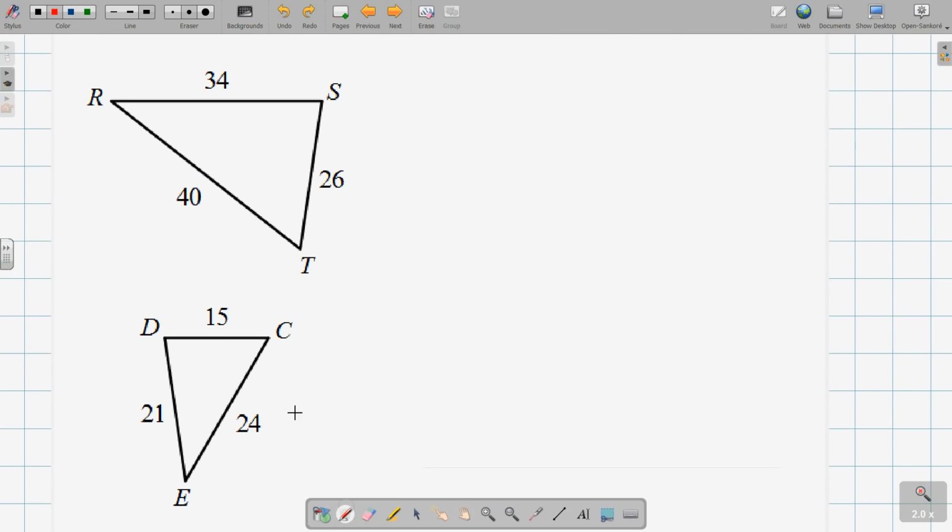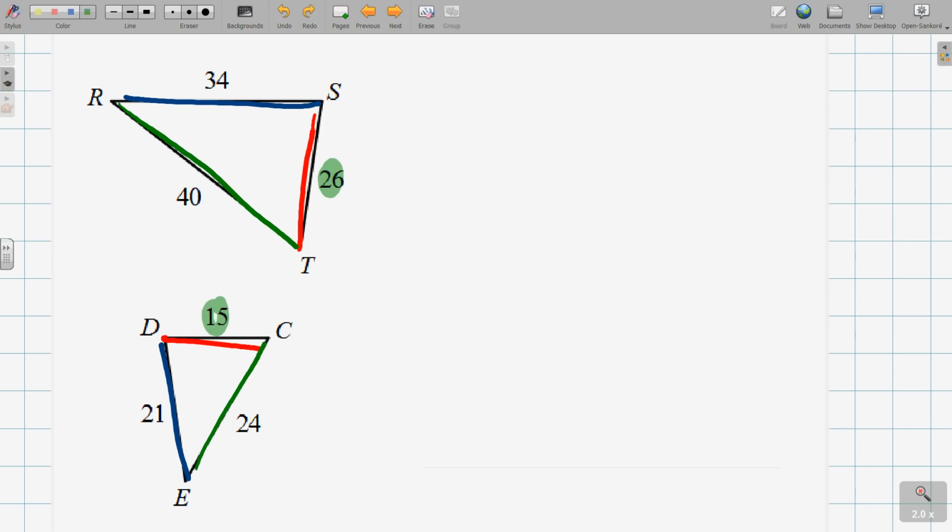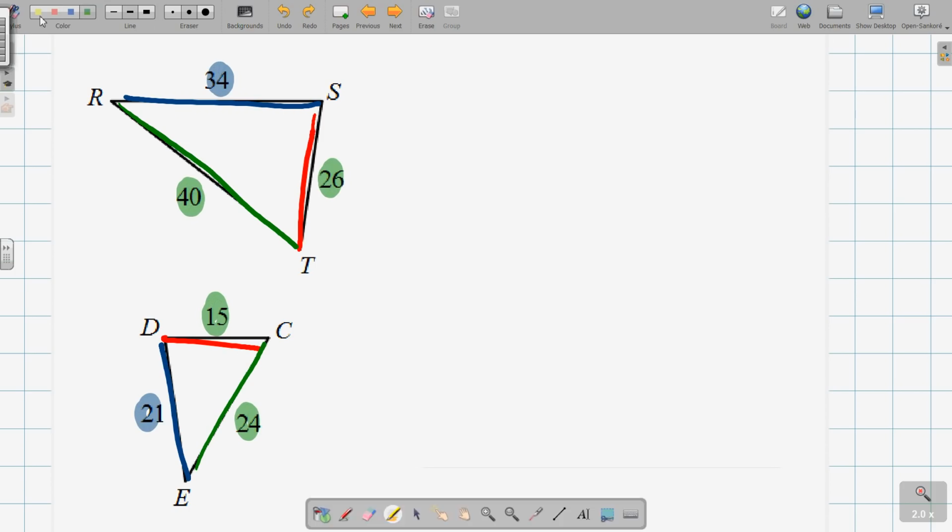This one, I'm going to check my ratio. So I'm going to go short to short, and it's 15 is short, 26 is short. Medium to medium, 21 to medium, 34. And 24 to 40. There is not a single number that's going to reduce 26 to 15. And there is not a single number that's going to reduce 34 to 21. And there is not a single number that's going to reduce 40 to 24. So these folks are not similar.